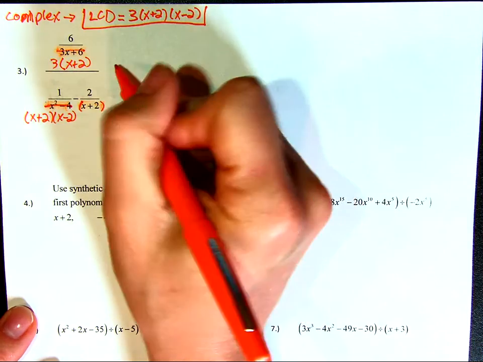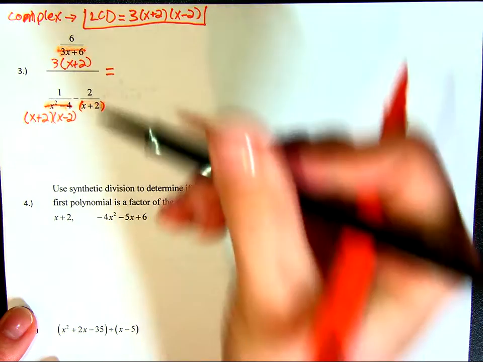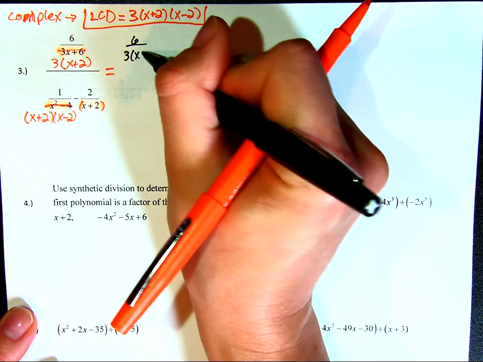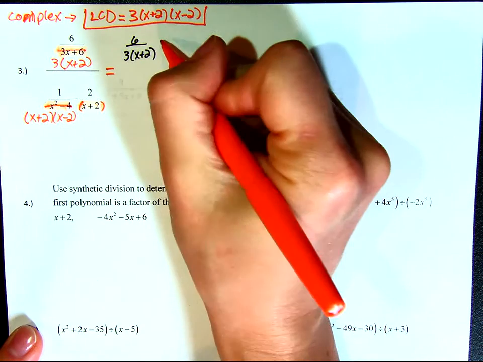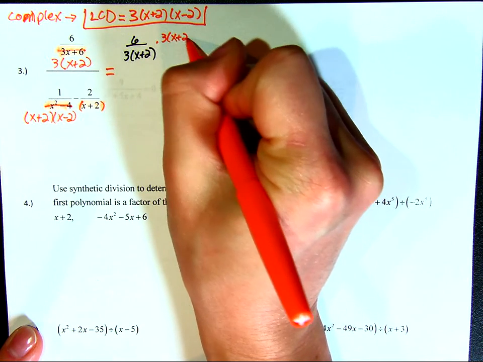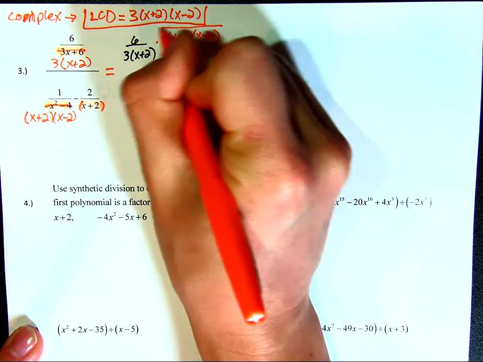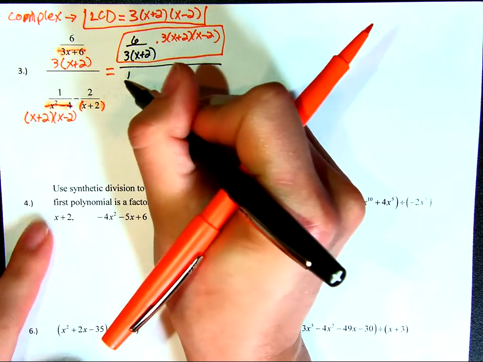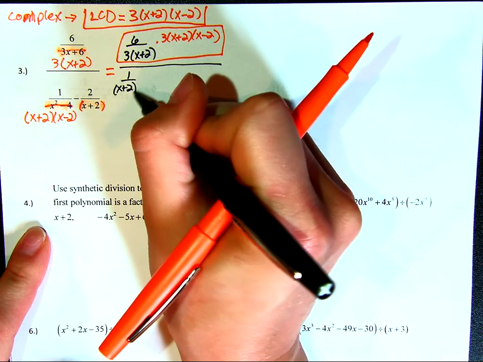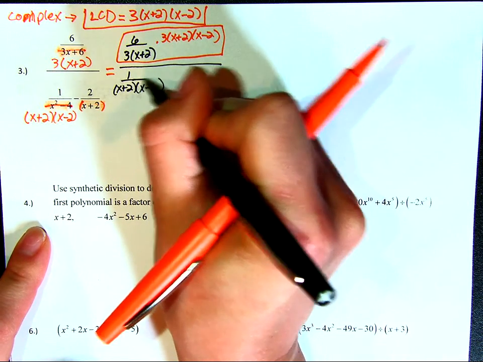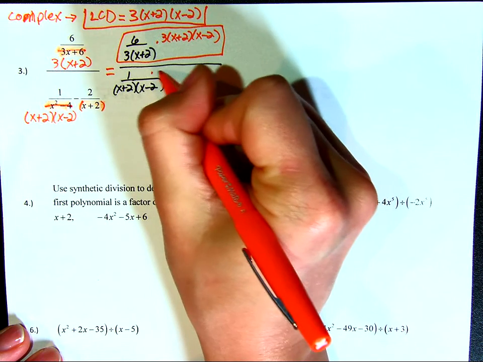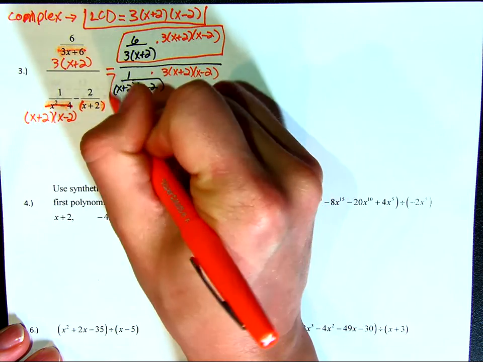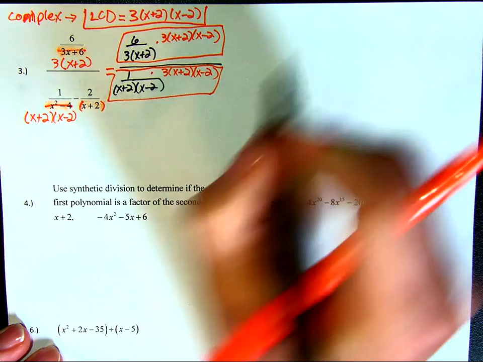Alright, so now we move on to our next step, which is to multiply each piece by the LCD. So 6 over 3, x plus 2. We're going to multiply that by our LCD of 3, x plus 2, x minus 2. Box it in. Over our next one, which was 1 over x plus 2, x minus 2, times our LCD, 3, x plus 2, x minus 2. Box that one in. Going to need to extend this fraction over.